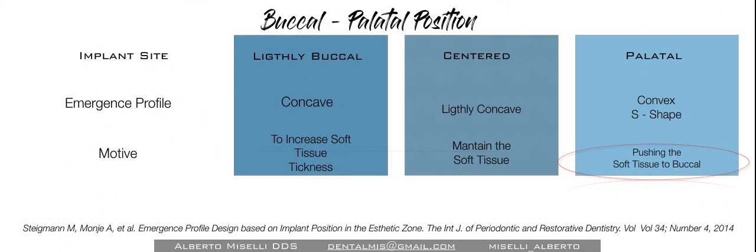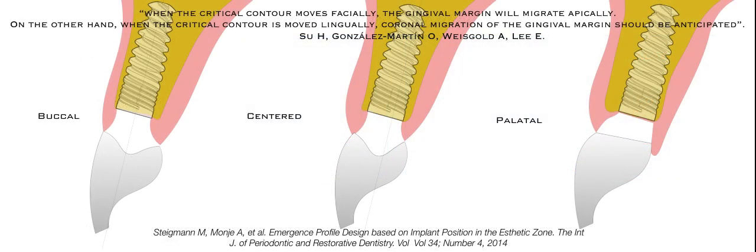In this article, Stegman and Monge explain what depends on the position of the implant, what shape we need to create in the abutment or the emergent profile. We have 3 positions: buccal, centered, and palatal. And depending on this position, we need to create a special shape to promote more soft tissue in the buccal face. In this drawing, we see the implant in the buccal, centered, and palatal. And we need to create more soft tissue, it depends where the implant is.